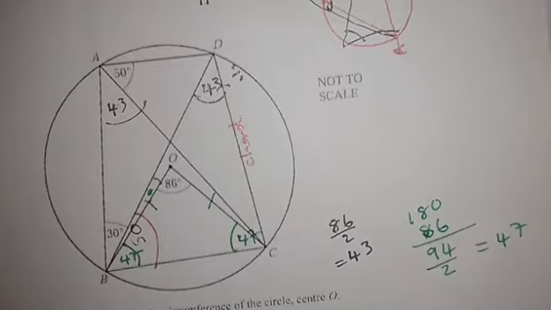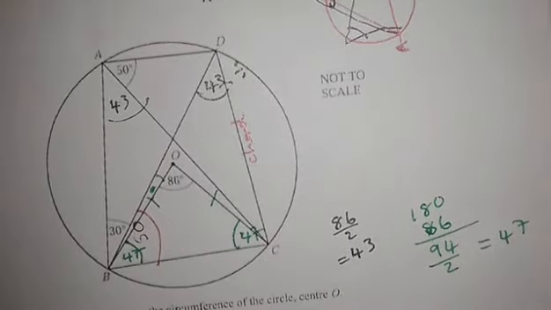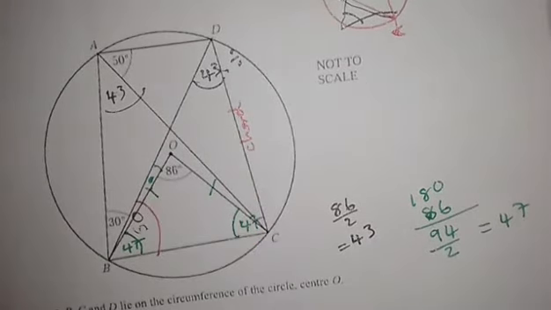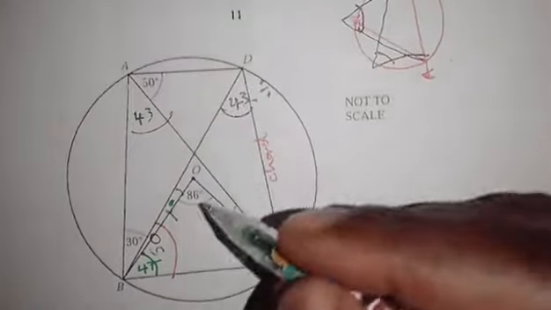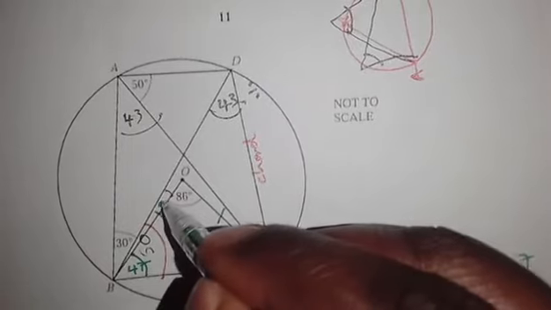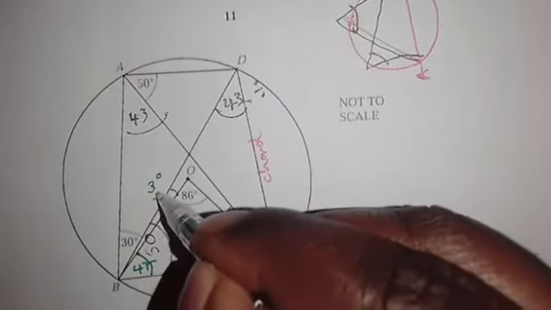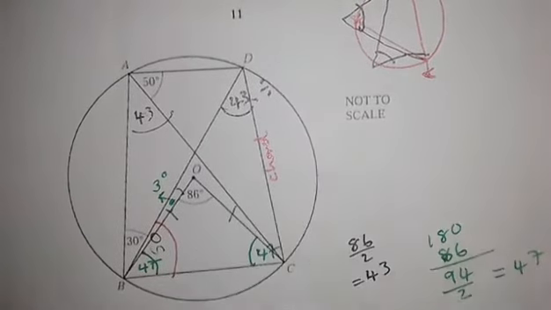So to find the green angle, since the 50 degrees is inside the triangle, we take 50 minus 47. It means that this green angle becomes 3 degrees. So there are 3 degrees at this green dot. It is obtained from 50 minus 47.